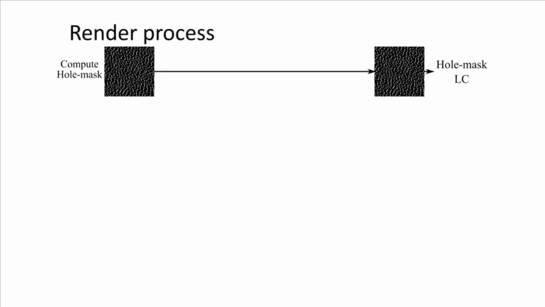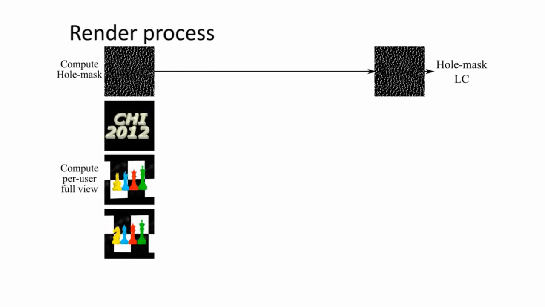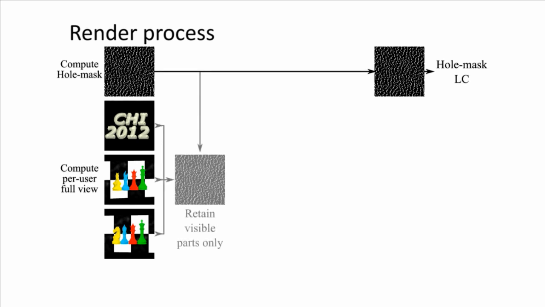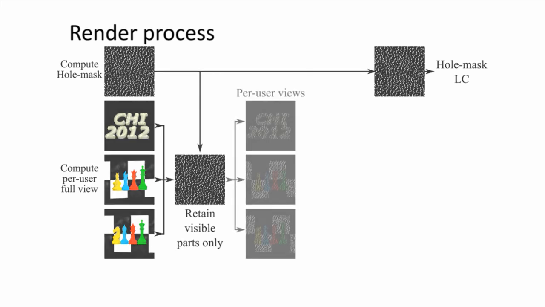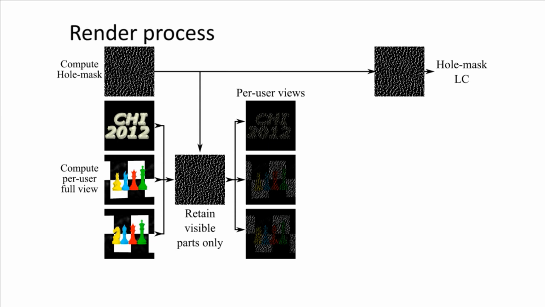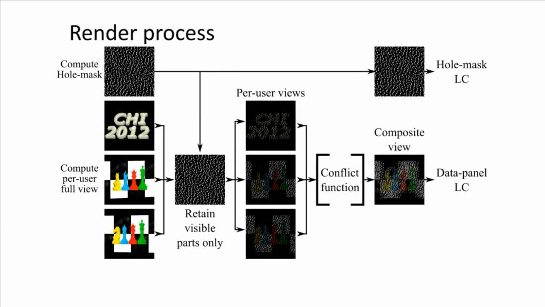Mustard first computes a whole mask pattern that is displayed on the rear whole mask LC. It then computes the complete views to be shown to each individual user. Using the whole mask and user positions, only the regions visible to each user are collected for the next step. The conflict function resolves the colors for the conflict pixels and generates a single composite view to be shown on the front data panel LC.